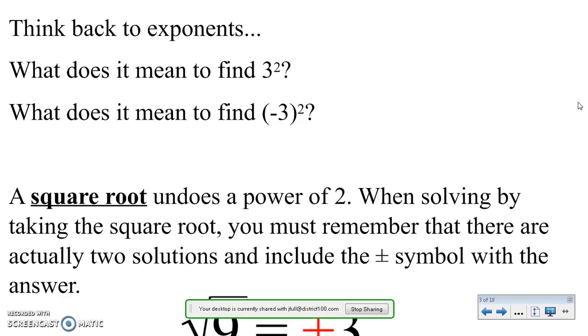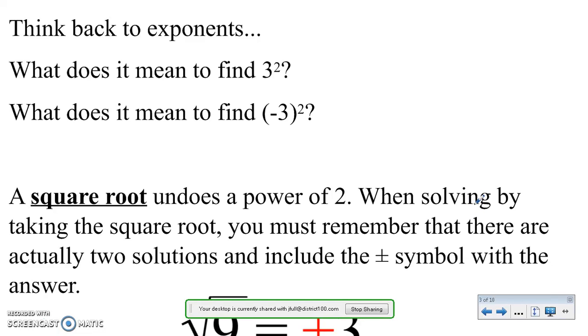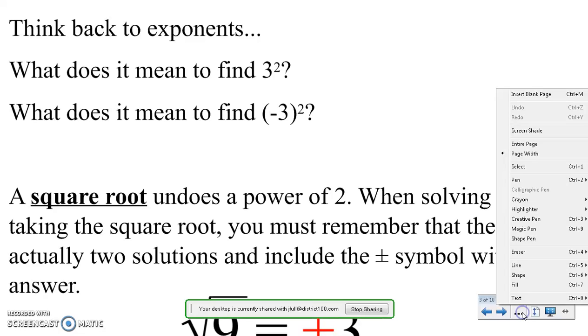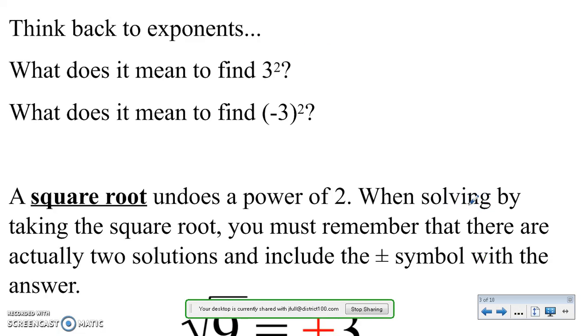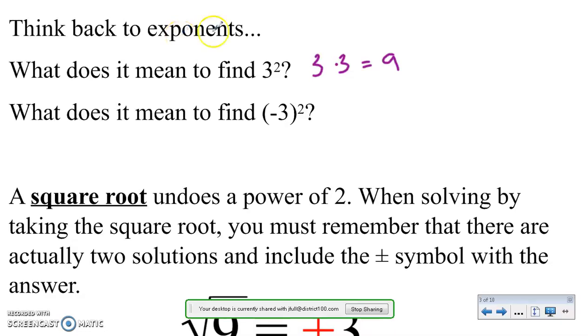I want you to think back to exponents and think about what it means to find 3 squared. 3 squared means that we're going to do 3 times 3, okay, which is 9. Then what does it mean to do negative 3 squared? Well, negative 3 squared means we're going to do negative 3 times negative 3, which is also 9.